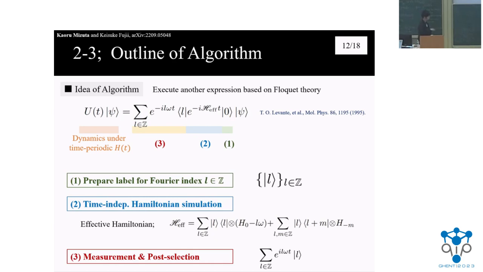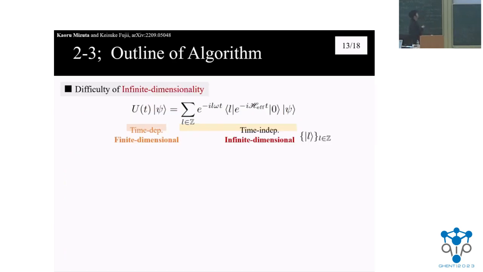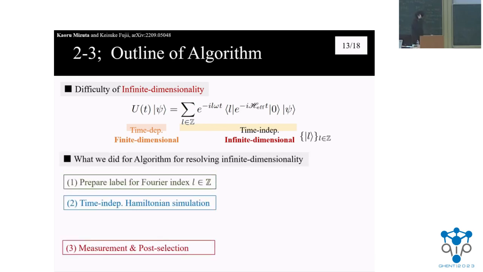However, this strategy is not so simple because this formula involves infinite dimensionality. Although the left-hand side is finite-dimensional dynamics under time-dependent Hamiltonians, the right-hand side can get rid of time dependency. However, this involves infinite dimensionality because the Fourier index L runs over all the integers. So we cannot directly simulate the right-hand side on quantum computers. So in order to complete our algorithms, we should resolve the infinite dimensionality.